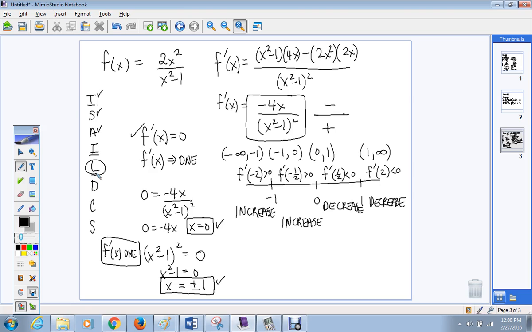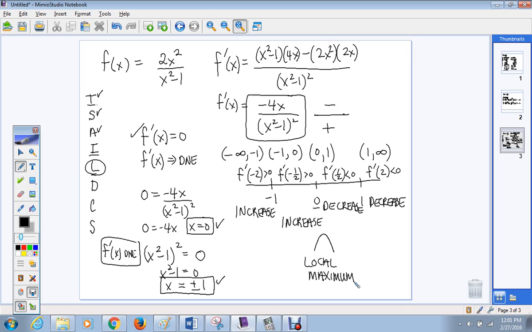At negative 1, it's increasing and then it stays increasing, so there's no local max or min there. But at 0, we see here at 0 that it's increasing, but then it changes to decreasing. So we would have a local maximum. And then at positive 1, decreasing, stays decreasing, so we won't have a local max or min there. So there's our test for increasing and decreasing and our local max and mins.